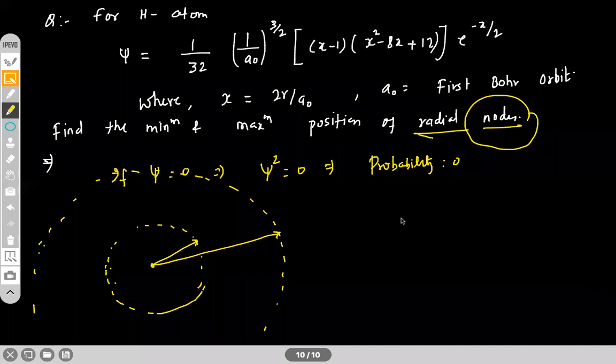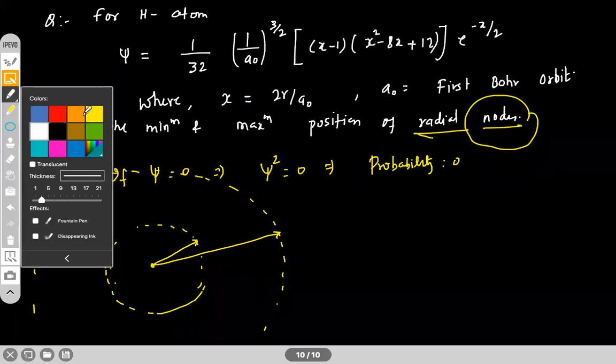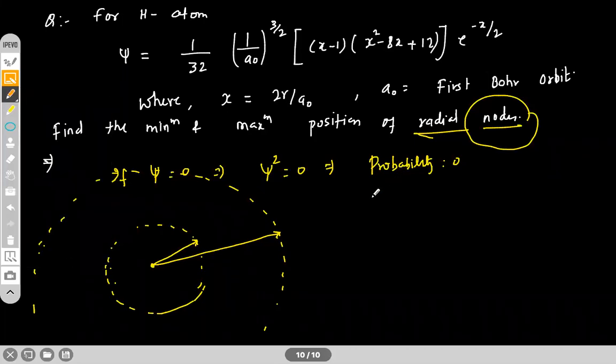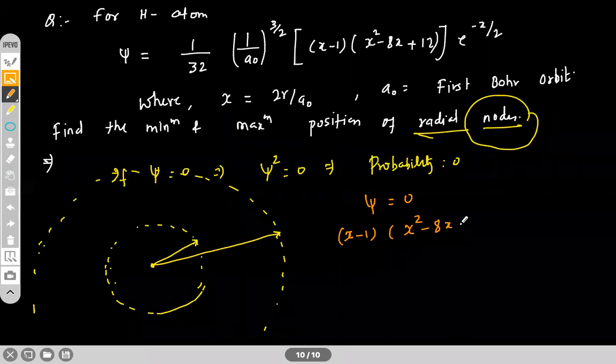Since you have to find out the radial node here, to satisfy this condition the probability must be 0. For that, I am substituting psi equals 0 in this equation, correct? So when you substitute psi equals 0, we'll get x minus 1 and x square minus 8x plus 12 equals 0. This is the cubic equation you have to solve.